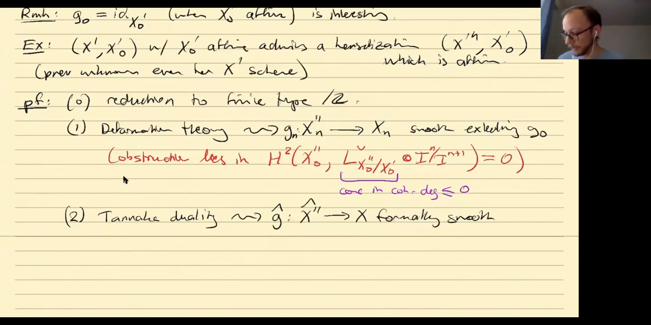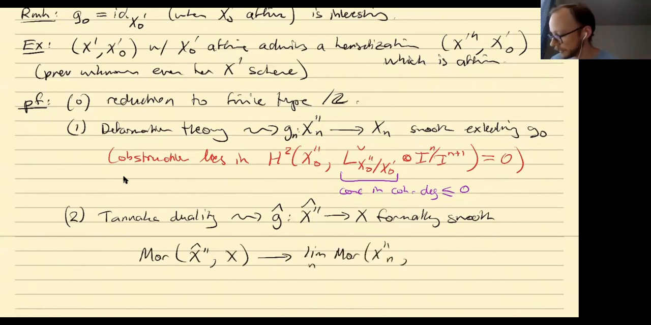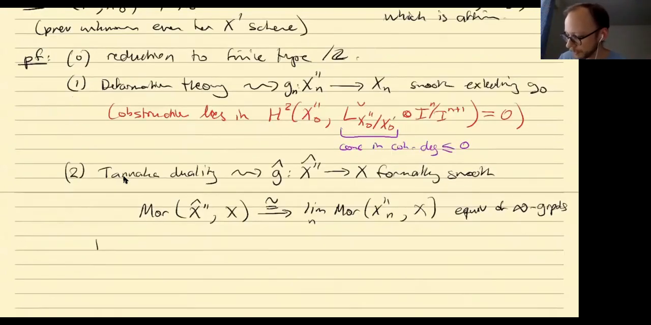What I'm using here is that I want a map from this completion to X to be the same thing as a system of maps from these infinitesimal truncations. So I want this to be an equivalence of, let's say, infinity categories, but really, in the case of one stacks, it's just groupoids. Let's say infinity groupoids. And I only know how to do this, so this is true for n equals 1 by Tannaka duality.